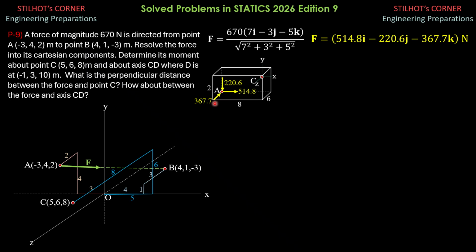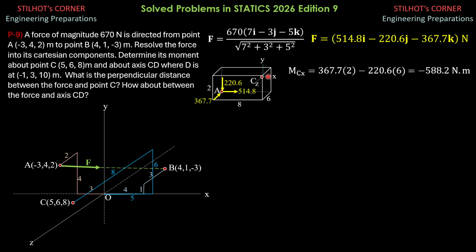So it is 367.7 times 2 positive, then minus 220.6 times 6. That's MCX. 367.7 times 2, then minus, because CX is in front, so this is the curling of the four fingers, it's opposite to the positive sense, so minus 220.6 times 6. So computing, it is equal to negative 588.2 Newton meter.